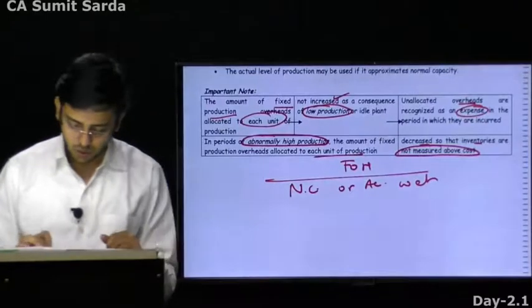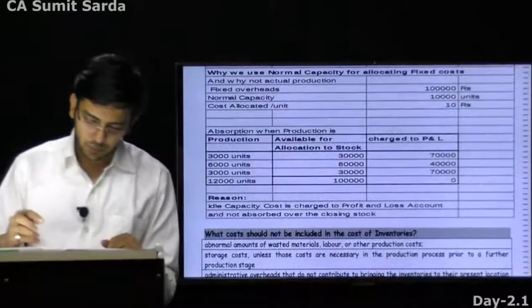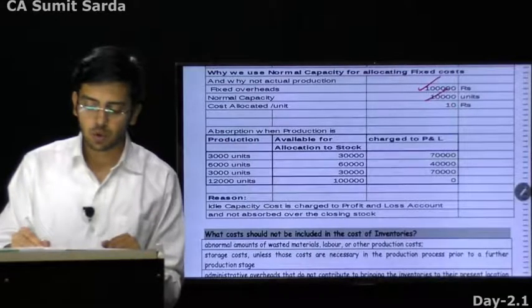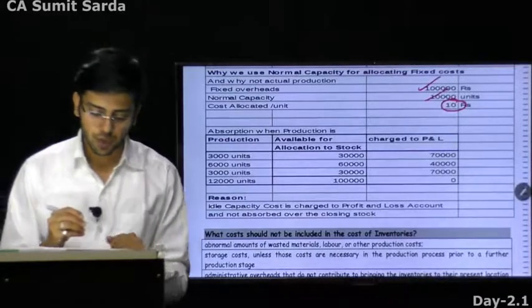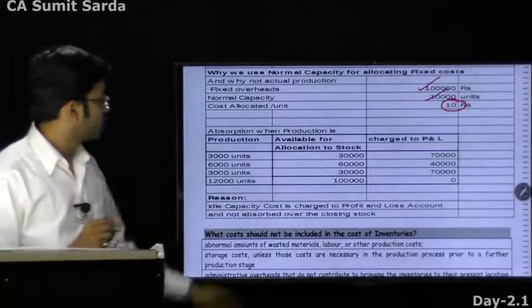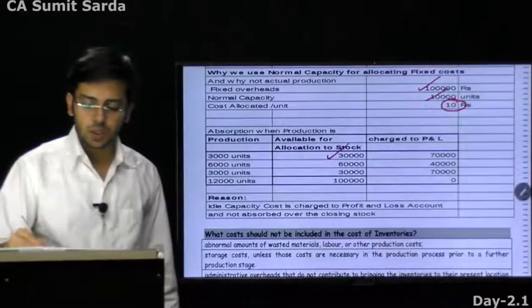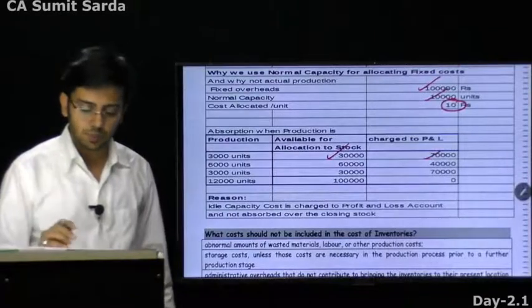Okay. So we have an example. Suppose 1 lakh rupees is the fixed overhead, 10,000 is the normal capacity. That means the amount that is to be allocated is 10 per unit. Now suppose we have only produced 3,000 units and complete 3,000 is in stock. So 30,000 will be allocated to inventory, 70,000 rupees to P&L.